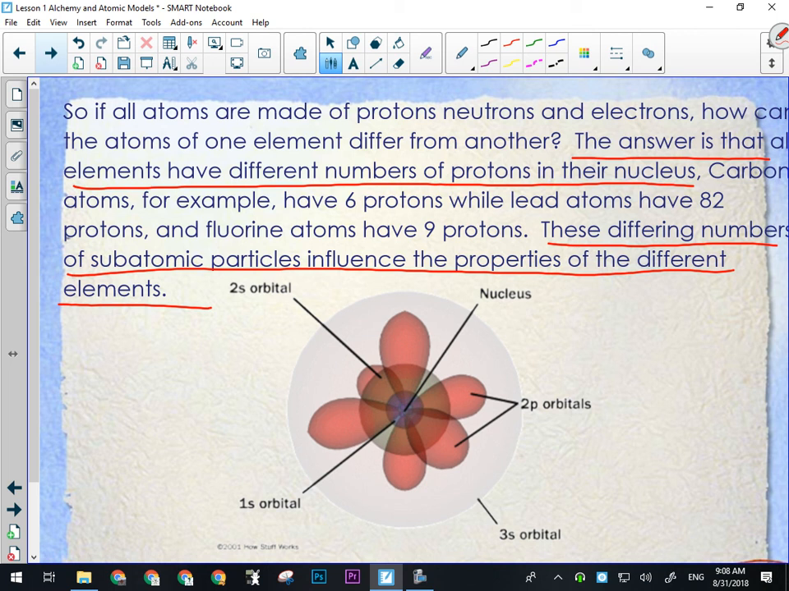Now just to give you some idea, remember I said that the orbitals can be strangely shaped. This is more of the quantum mechanical model. The nucleus here would be the purple thing, and then there are different orbitals. So there's the 1s orbital, so that would be here. This would be the 2s orbital, so you'd find some electrons in there.